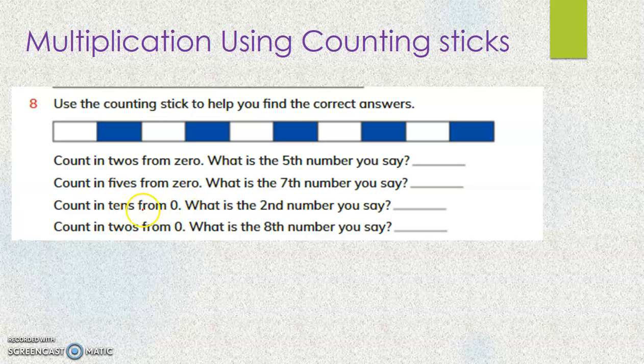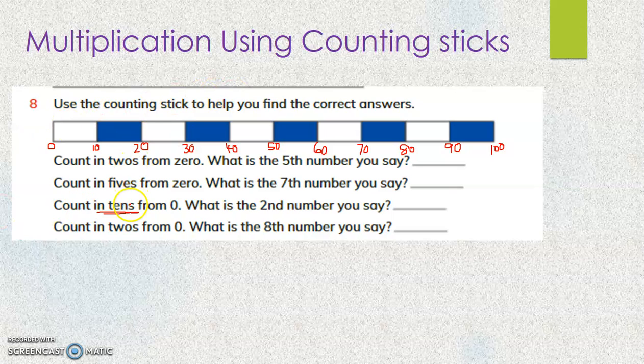Count in 10s from 0. Here, we do skip counting by 10. We start with 0, 10, 20, 30, 40, 50, 60, 70, 80, 90, 100. This is how we count in tens. And the first number in the list is 0.